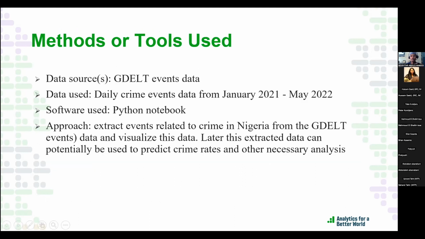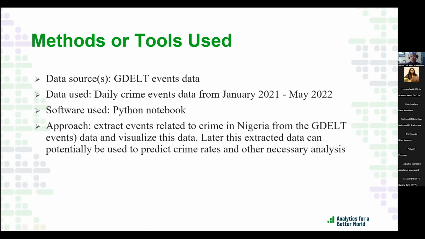Okay, methods and tools used for these projects. First of all, data sources. As I said before, in Nigeria we don't have any database where crime records are kept, so I was able to use GDELT event data. GDELT is a global event database where you can find data regarding crimes and different kinds of things, but I decided to focus on crimes.